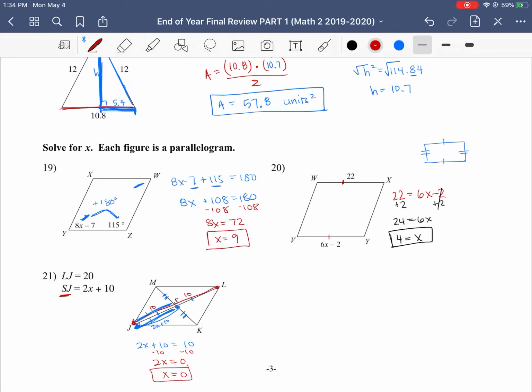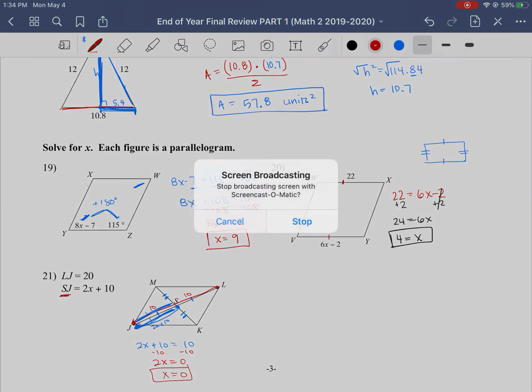Okay? Lots of properties there. Again, just making sure that we remember parallelogram properties, how to use the sine, cosine, tangent rule, and then also looking at our dilations and similarity.